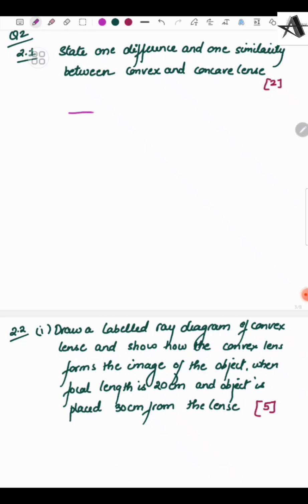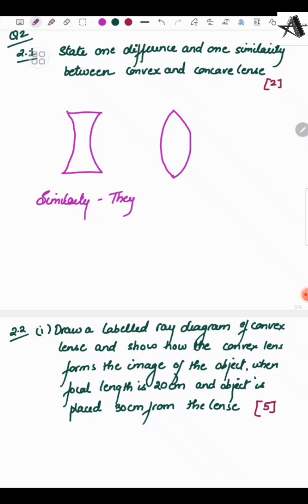See, a concave lens looks like this, cave shaped. So this is a concave lens, whereas this is a convex lens. Similarity is they both refract the light. So what is the similarity? I can write that they both refract the light. Important is they are not reflecting. The lenses always refract the light.